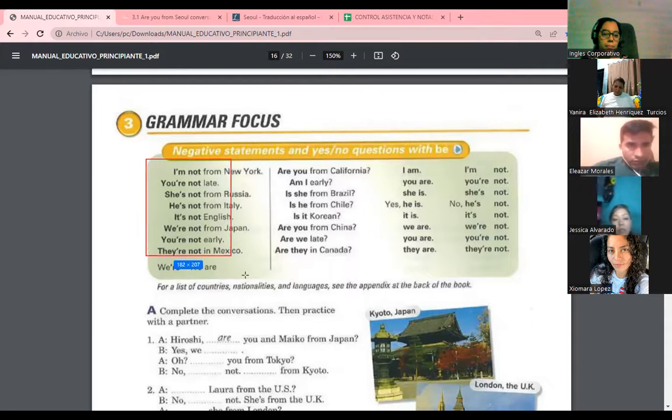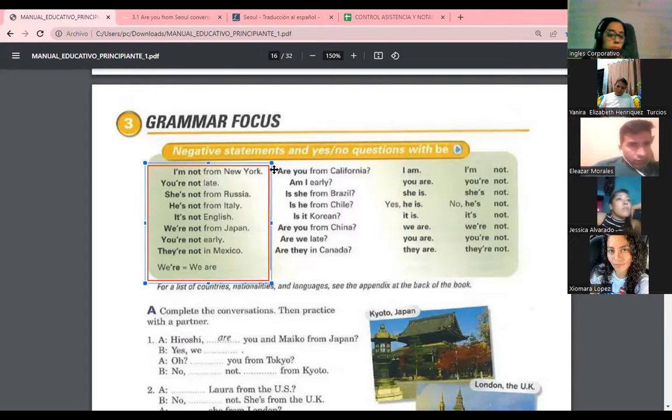Here, look, this is negative. Okay, this is negative, this is negative. For example, I'm not from El Salvador. You're not late, for example, because this is the equation. Am I early? I came early, I am early, right? Yes, early. She's not from Russia. She's not from Italy. Sorry, he's not from Italy. It is not English.